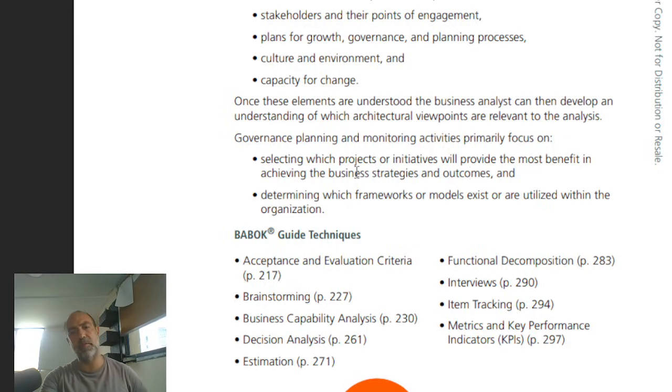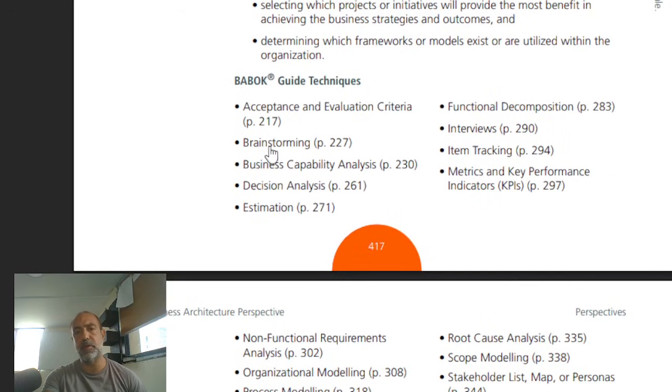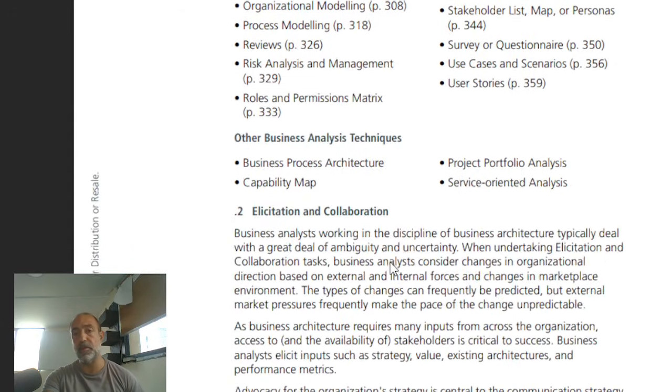Once these elements are understood, the business analyst can develop an understanding of which architectural viewpoints are relevant to the analysis. Governance planning and monitoring activities primarily focus on selecting which projects or initiatives will provide the most benefit in achieving the business strategies and outcomes, and determining which frameworks and models exist or are utilized within the organization. And these are the techniques. It's a lot of them.